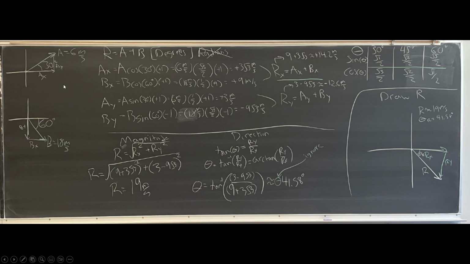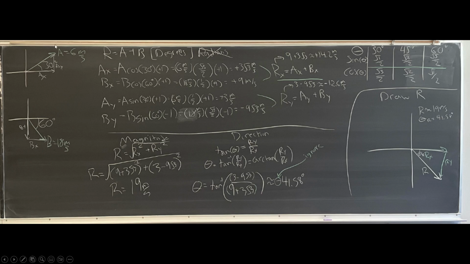Now, since our vector is not on just the y or just the x-axis, we no longer have positive and negative for our directions. Instead, we have our angles. Our angles are going to be our direction information for our vectors.